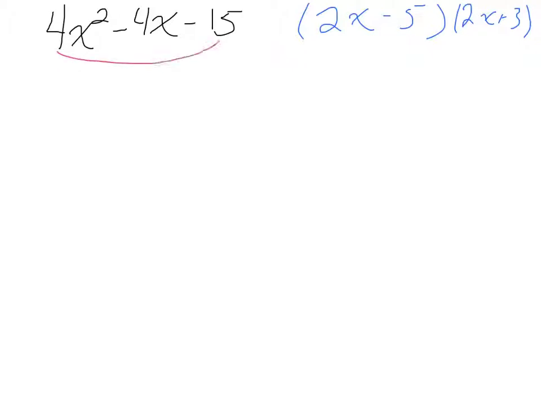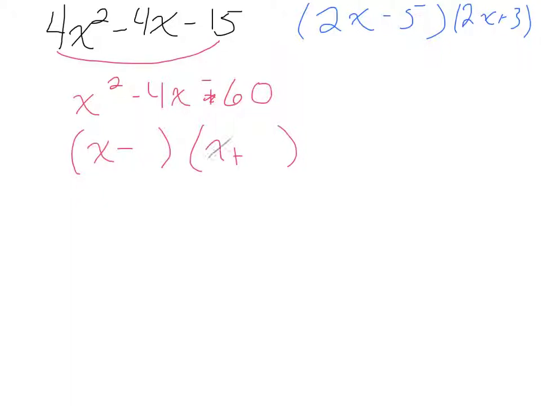Alright, so we start by multiplying the 4 times 15, so we have x squared minus 4x minus 60. So we're going to factor this. This minus tells me that one of these is going to be a minus, one's going to be a plus. So I need factors of 60 that have a difference of 4, and that would be 6 and 10. This is a minus 4, so the bigger number needs to go with the negative. So it's going to be x minus 10 and x plus 6.